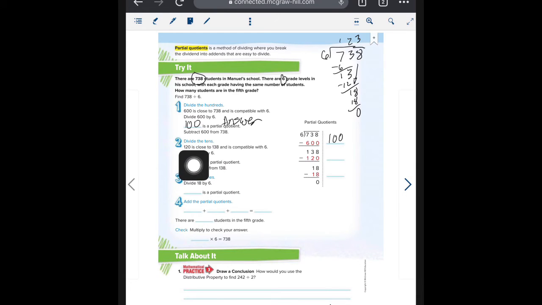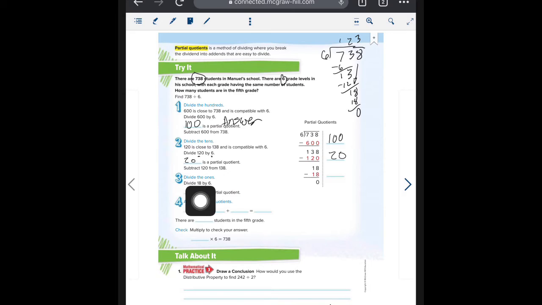Next, you divide the tens. If we're estimating and finding compatible numbers, 120 is close to 138 and is compatible with 6. So divide 120 by 6. See how it's compatible? The 12 and the 6 are compatible. So we know that 12 divided by 6 is a 2, and then you bring that 0 down. 20 is a partial quotient. So over here, they have 120 will come off of 138, and then we're going to put the 20 over here. I know, really crazy, right? It seems like a lot of extra work, but for some people's brains, this works great.